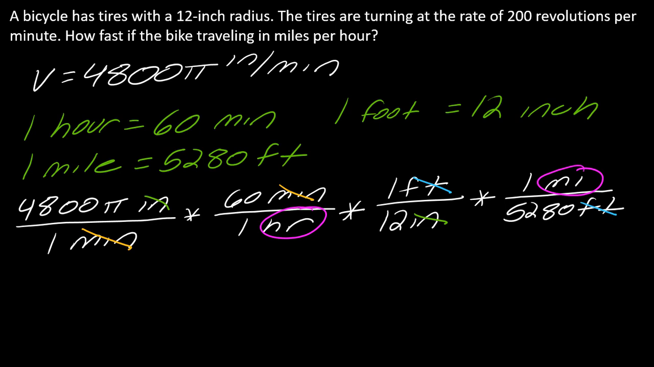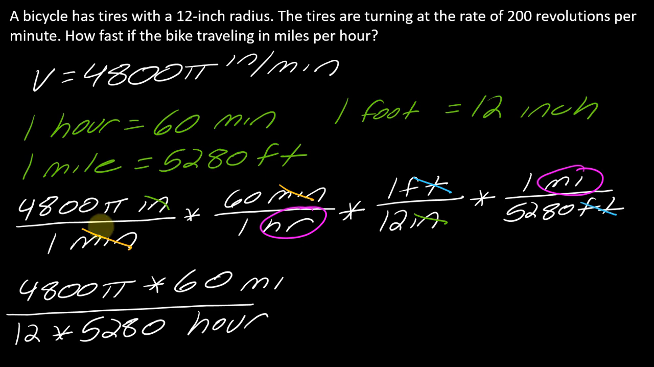Now I just have to multiply all this stuff together. Really what this comes down to is 4,800 pi times 60 on the top, and then in the bottom, I'm left with 12 times 5,280. If I multiply that all together and do all my division and whatnot, I get 14.28 miles per hour.